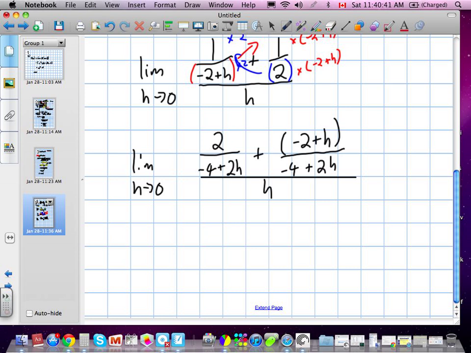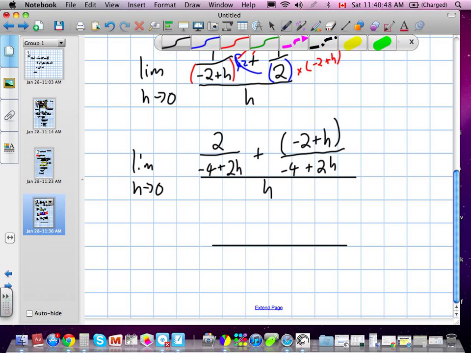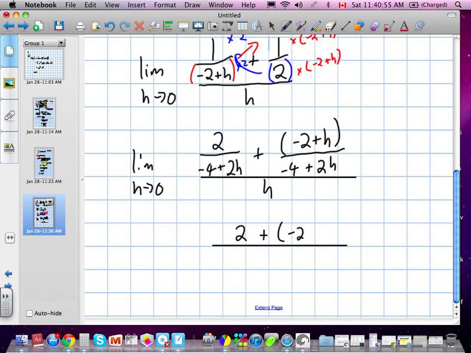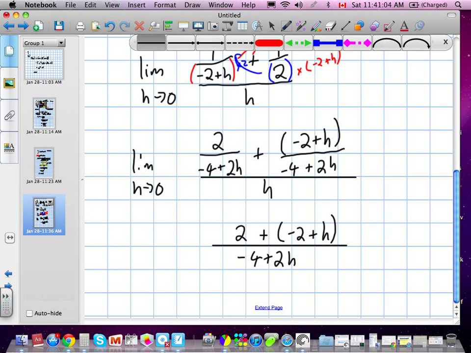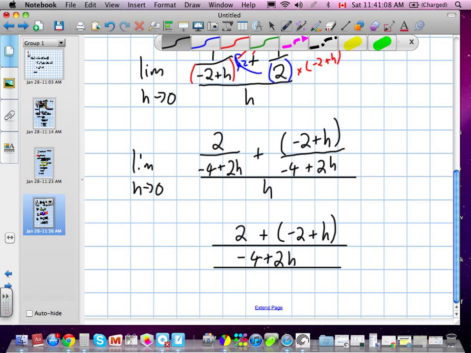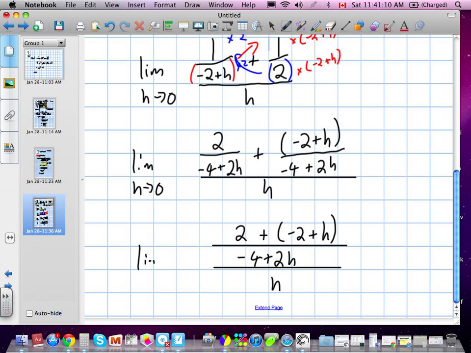2 plus -2 plus h divided by -4 plus 2h, because we know it's a common denominator, we just have to add the numbers on top, right? Which is then divided by the term h. Okay? Now that's getting a little confusing. We have a fraction divided by a fraction. Think of it like this. We're dealing with this divided by h. A fraction divided by the term h here.